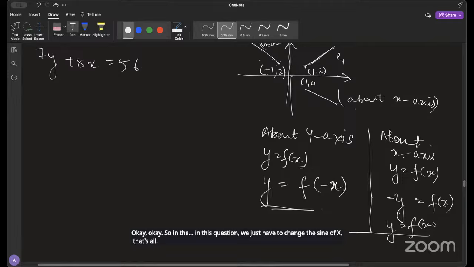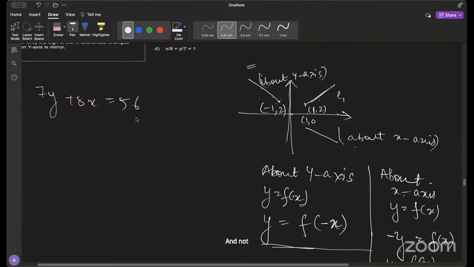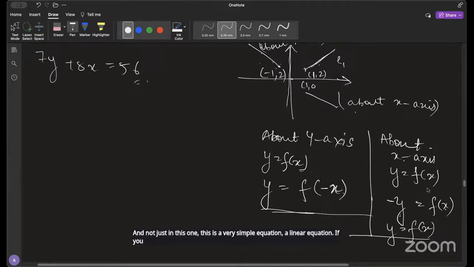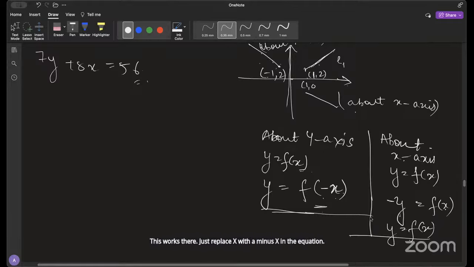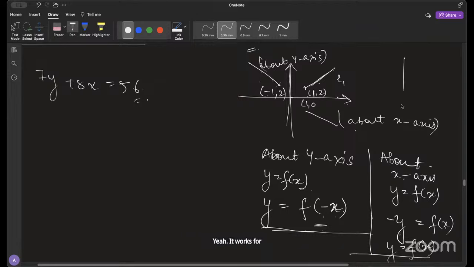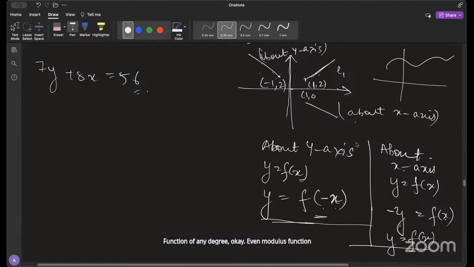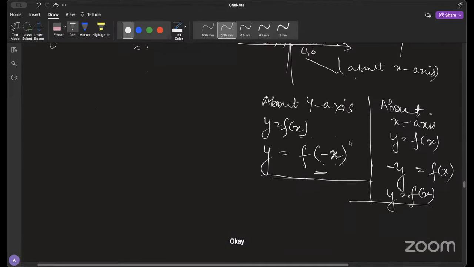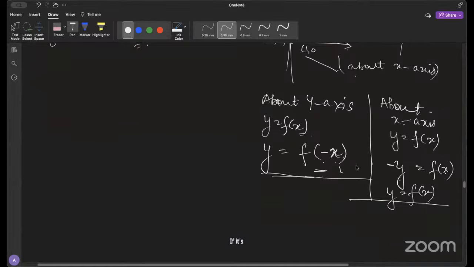And not just in this one, this is a very simple linear equation. If you have been given any function, this works. Just replace x with minus x in the equation. It can be a linear function, a modulus function, a quadratic function, a function of any degree. If it's a function, this works. About the y-axis, the image is this. And about the x-axis, it's this: y equals minus f(x).